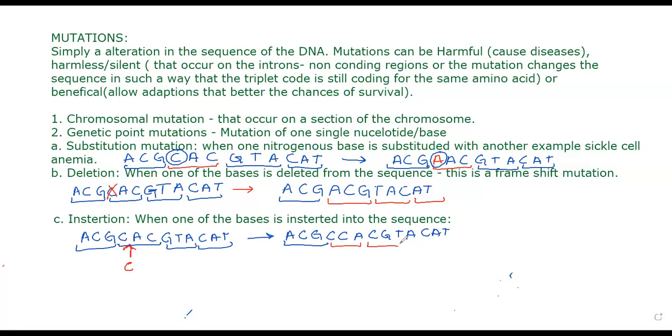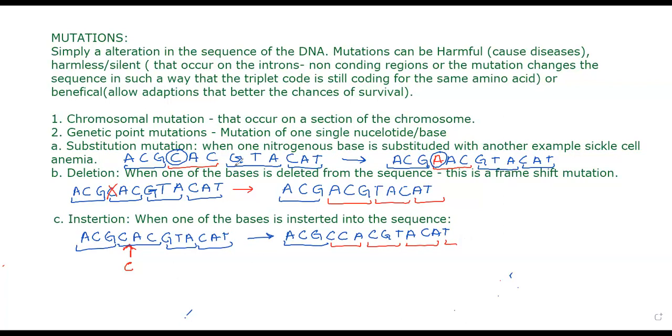The third triplet code was supposed to be GTA, but the third triplet code is now CGT, right? CAT was the last one, now it's ACA. So what has happened? Both of these are considered to be frame shift mutations. Why do we consider them to be frame shift mutations? Because by adding or removing one of the nitrogenous bases, I change the entire sequence of the triplet code, right? The triplet code literally shifts. So my triplet code will change.